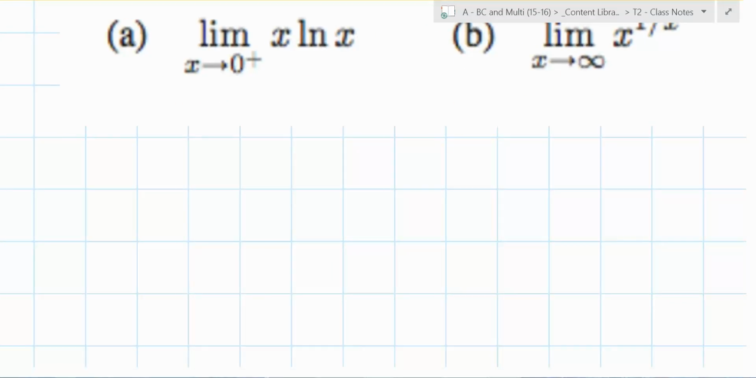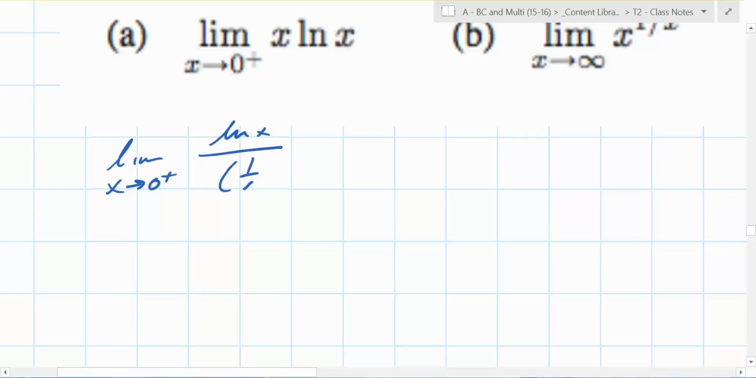Is there a quotient? Well, there's not a quotient in that one. Could we force a quotient? How could we force the quotient, Tanmay? Yeah, so you could do the limit as x goes to 0 from the right of ln x over 1 over x.